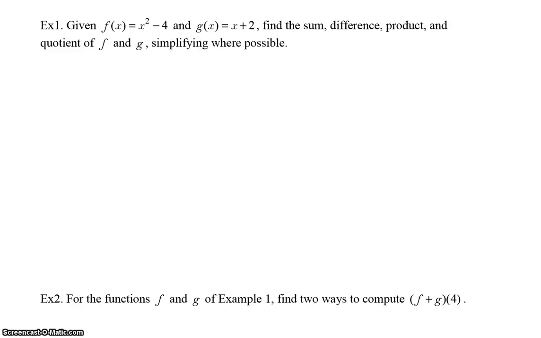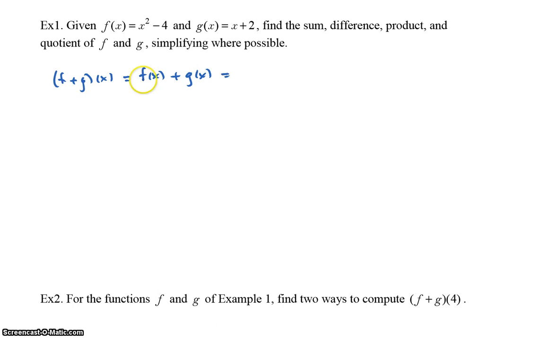Let's apply the definitions described above to two functions given in example 1. F of x equals x squared minus 4, g of x equals x plus 2. Find the sum, difference, product, and quotient of f and g, simplifying where possible. We'll find that this is quite straightforward. So first of all, the sum of f and g, f plus g of x, is defined to be f of x plus g of x.